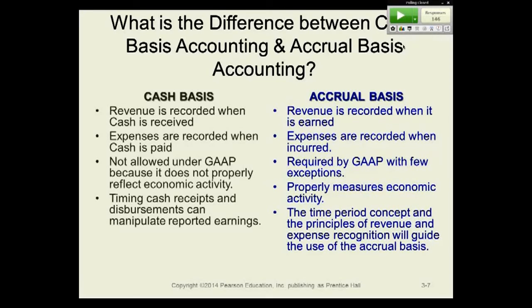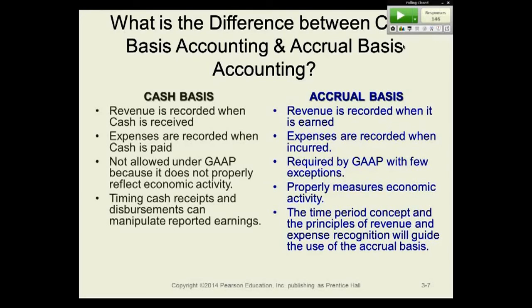We're going to look at three concepts in just a minute: the time period concept, the revenue recognition concept, and the expense recognition concept. And those three will be the way we guide revenue and expense recognition. On the other side, of course, the cash basis, you only recognize revenue when cash is collected. You only recognize expenses when cash, of course, is paid. And again, it is not permitted under GAAP because it doesn't measure economic activity. It only measures the timing of cash receipts and disbursements, which I said could result in manipulation of earnings.